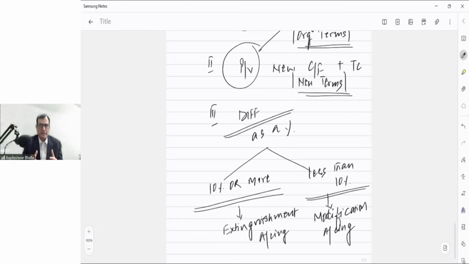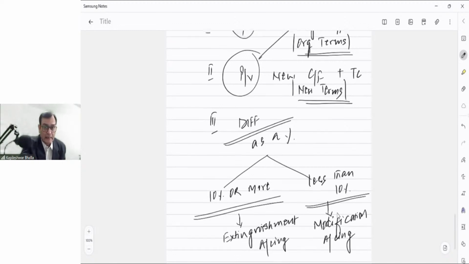So what you need to see in a particular question is that if you go in for negotiations with the bank, what we call a debt restructuring, you need to first of all decide whether we are applying extinguishment accounting or modification accounting. So you need to apply a 10% test, what I call a materiality test.